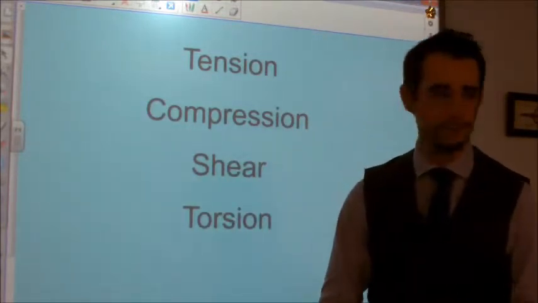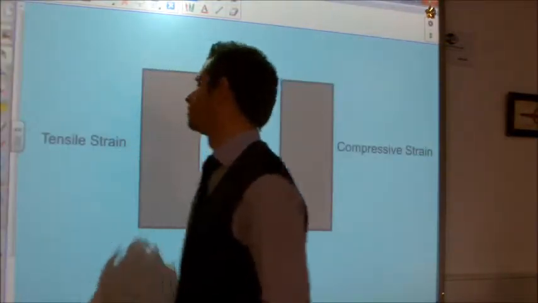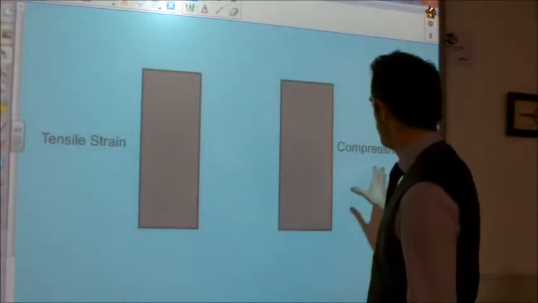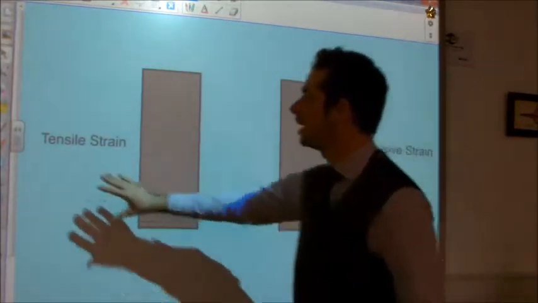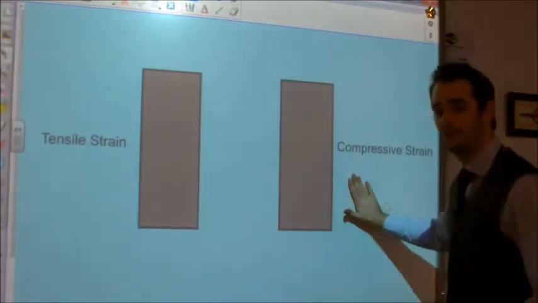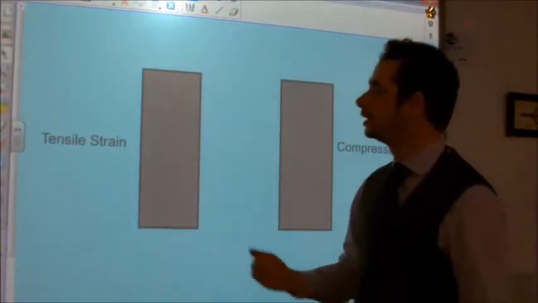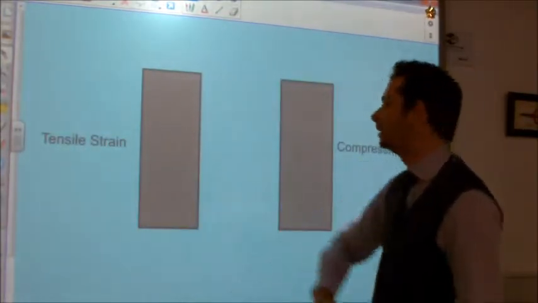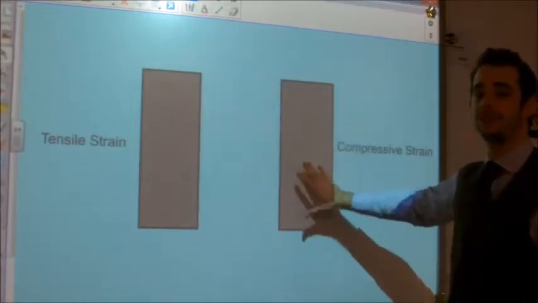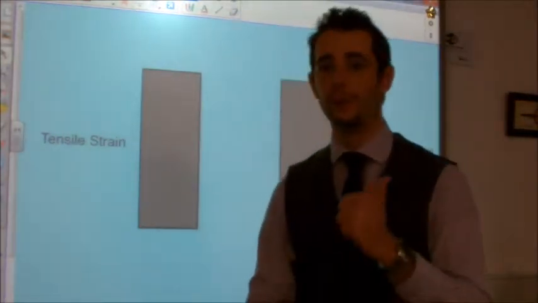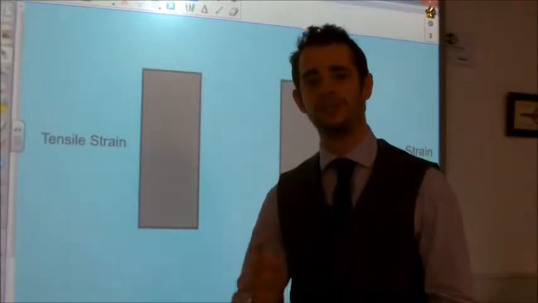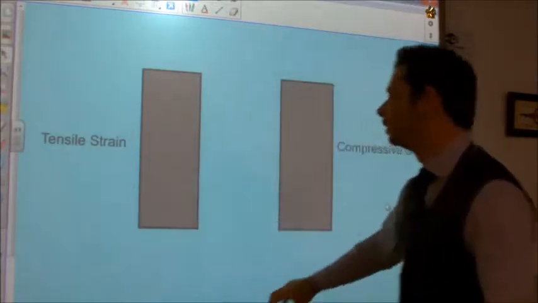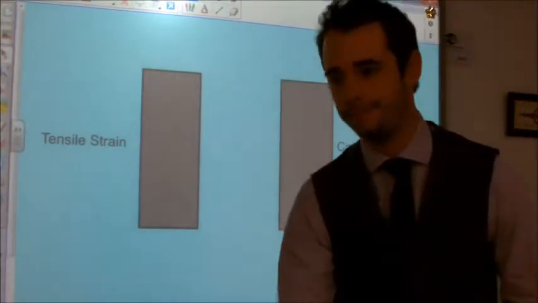So pause the video, have a look at various different sources and see if you can write down some definitions for those. Okay, once you've got those definitions down, I'd like to have a look at these 2 bars. We've defined strain already, and hopefully now you've got definitions for tension and compression. So what I'd like to do is add on some force arrows to show this bar undergoing a tensile strain and this bar here undergoing a compressive strain. So have a think about your definitions for strain, tension and compression, and see if you can add on 2 force arrows to show these 2 bars under tension and under compression. Pause the video, have a go.